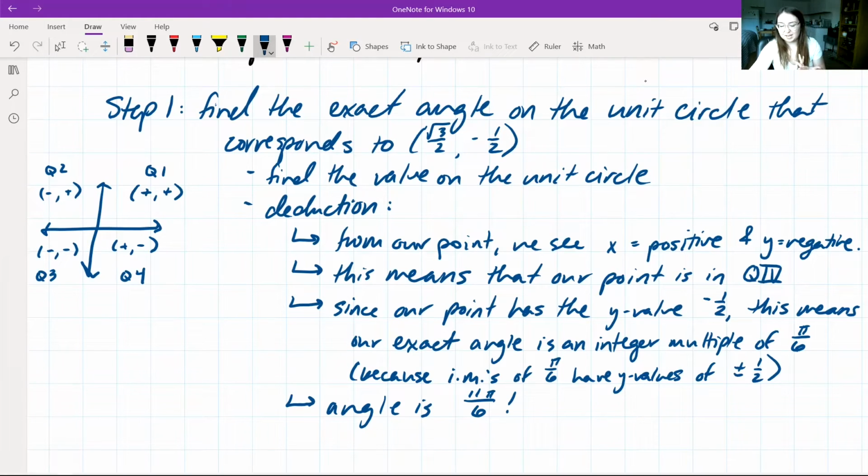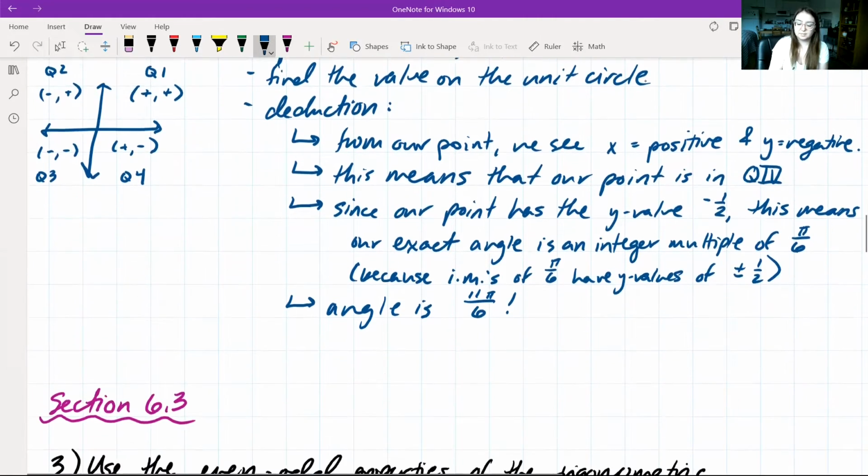So we found the exact angle on the unit circle that corresponds to the point square root 3 over 2, negative 1/2. If we had access to an image of the unit circle, this would be able to be found very quickly because all we would need to do is look for this point and then the angle that corresponds to it would have been labeled. But if we didn't have access to a unit circle of any kind, this is kind of how we would use deduction to go ahead and find that angle. So our angle is going to be 11 pi over 6.